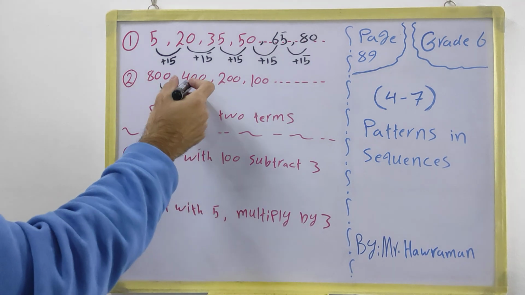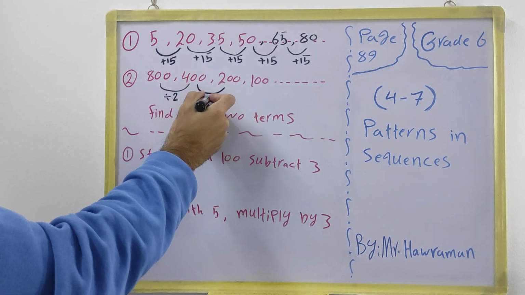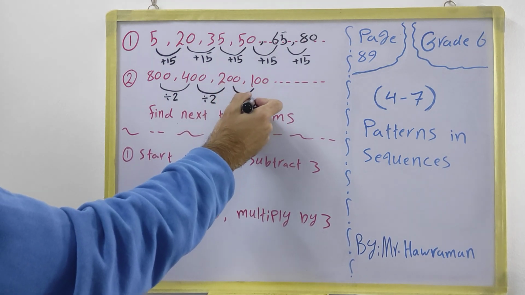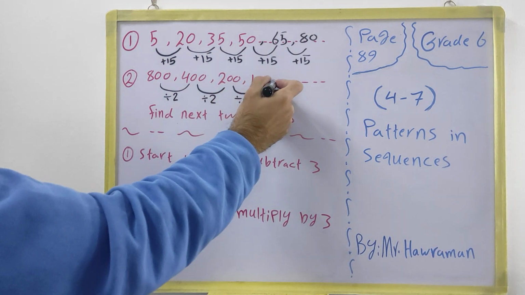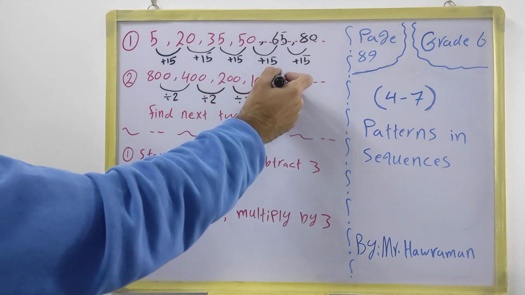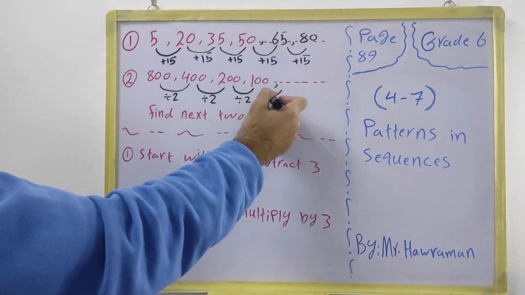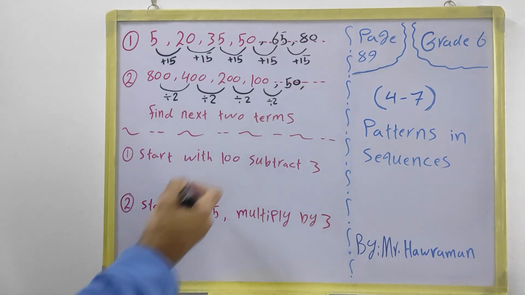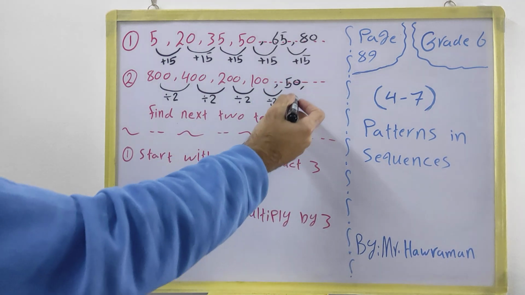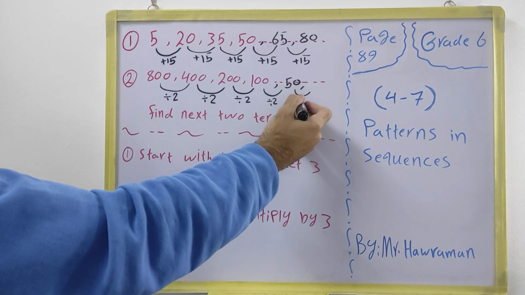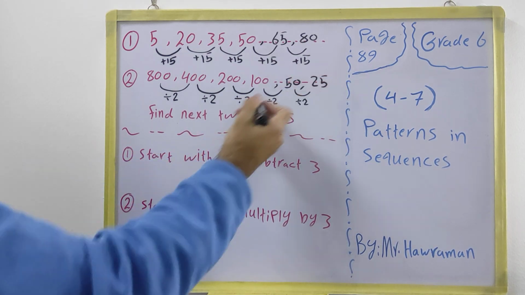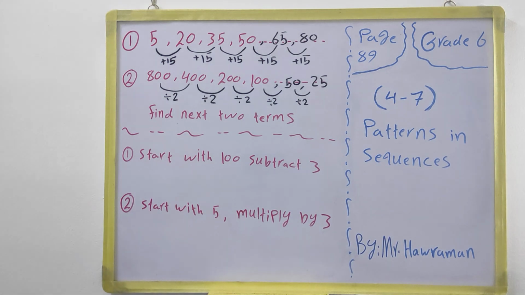800 divided by 2 equals 400. 400 divided by 2 equals 200. 200 divided by 2 equals 100. So for the next number, 100 divided by 2, you can find the next term and the other one. 50 again divided by 2 equals 25. That's how we can find the next terms.